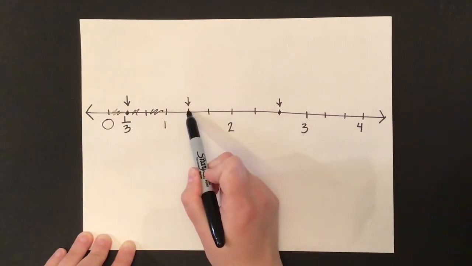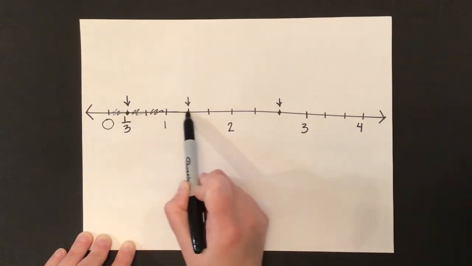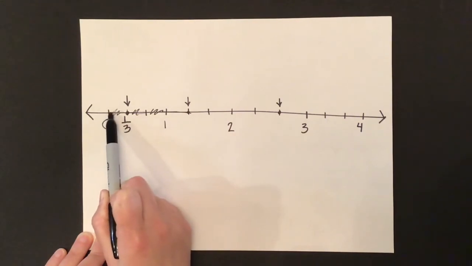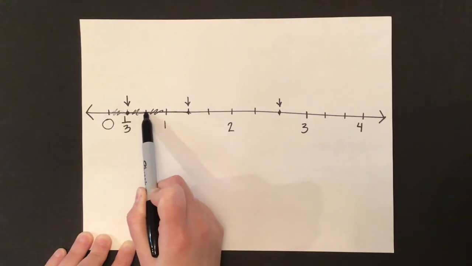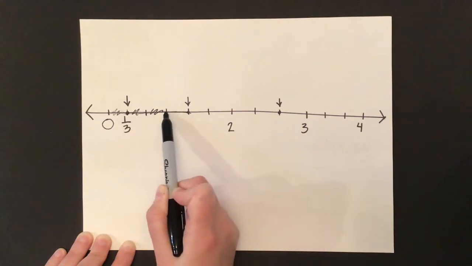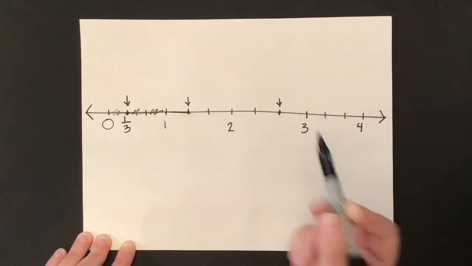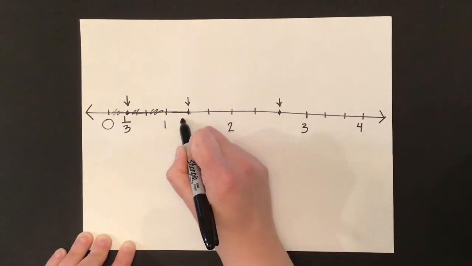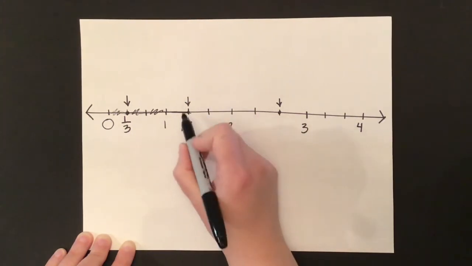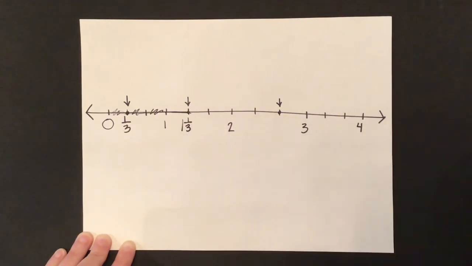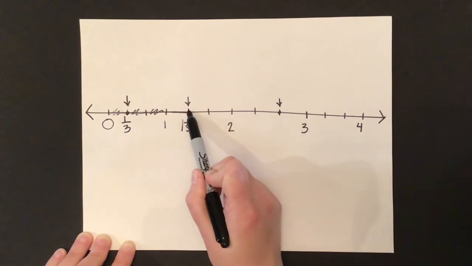To find this point, remember that we're looking for the distance from 0 to this point. So if you start at 0 and slide this way, we're going past 1/3, past 2/3, past 3/3, or in other words, past the whole, and then we're going one more piece. So we could say that the distance is 1 and 1 piece. And again, we know that the size of that piece, these are thirds. So this would be 1 and 1/3.